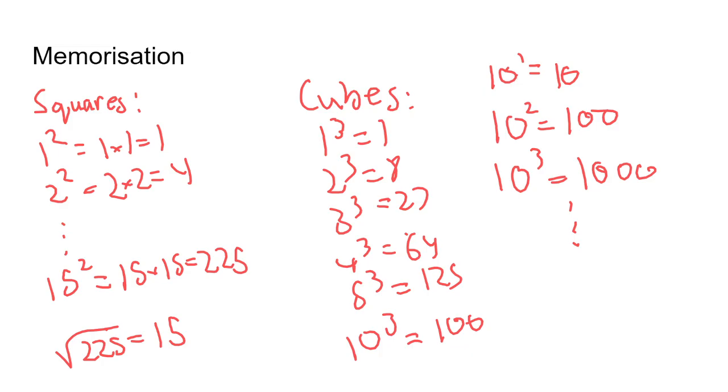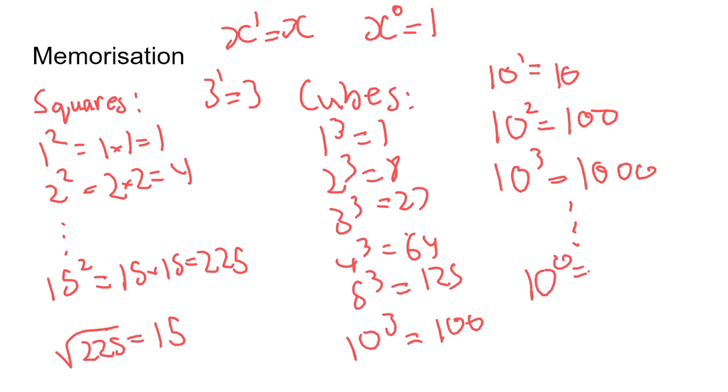Also, another thing I forgot to mention: any number to the power of 1 would just be itself. So 10 to the power of 1 would just be 10, 3 to the power of 1 would just be 3, and so on. And another thing is that any number to the power of 0 would just be 1. It doesn't matter what the number is: 10 to the power of 0 would just be 1, 35 to the power of 0 would just be 1, 1,000 to the power of 0 would just be 1.